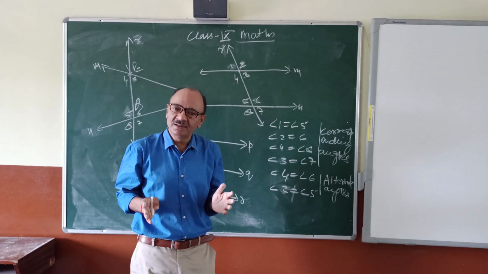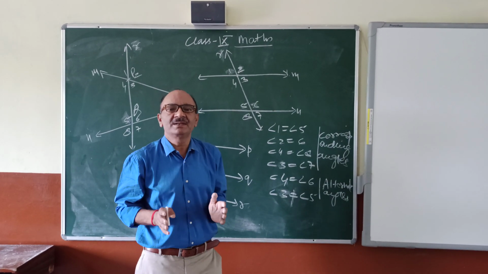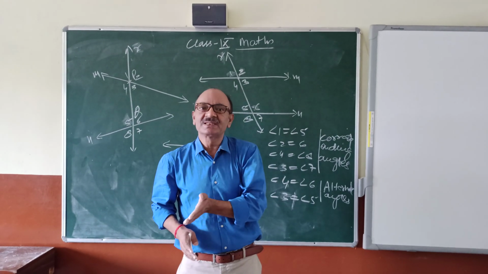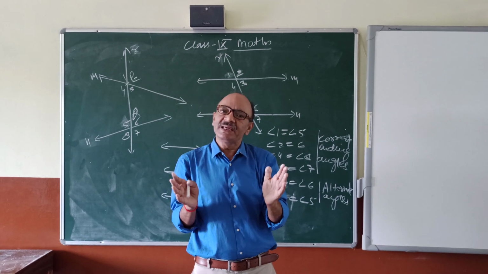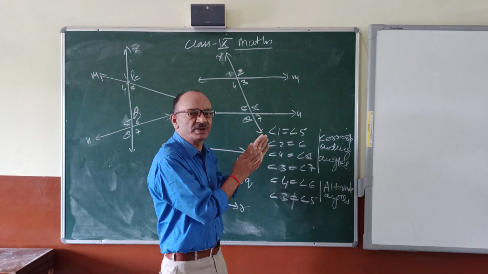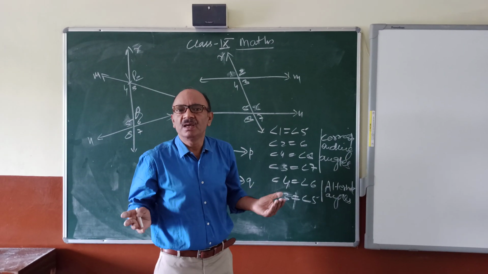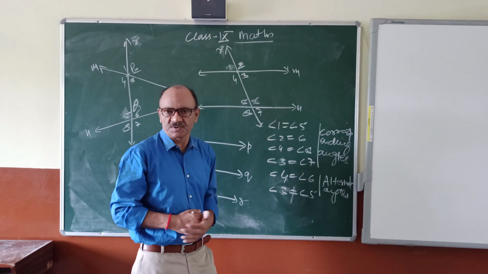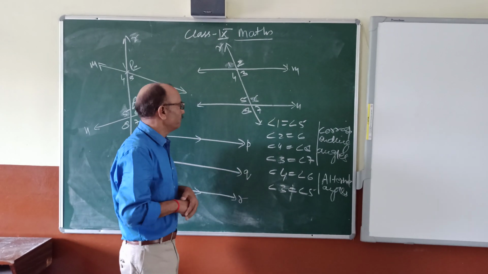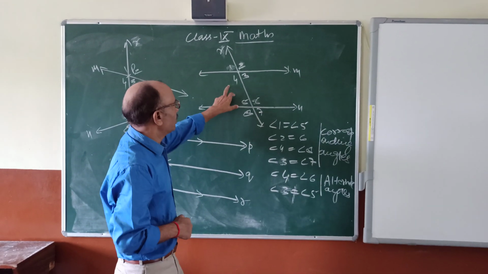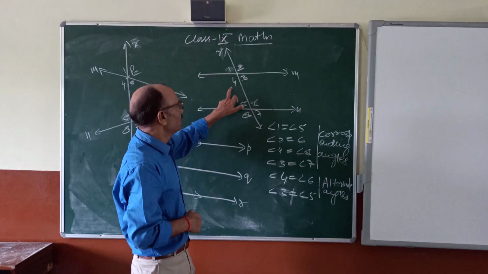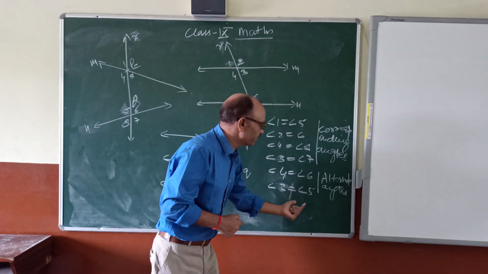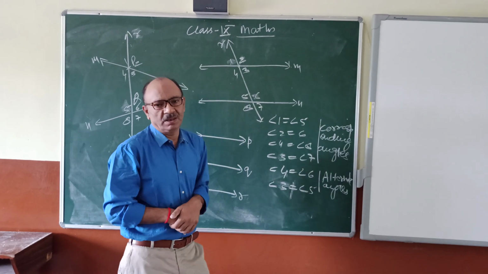So what do you understand? We come to understand that if the two lines are parallel and the transversal is cutting these two lines, the corresponding angles formed will be equal. Now comes the alternate angles. Alternate angles are, as I explained to you, 4 and 6, 3 and 5. So these angles will also be equal.